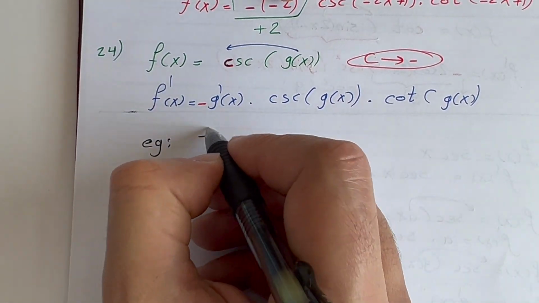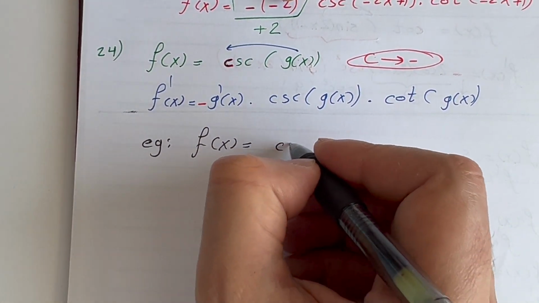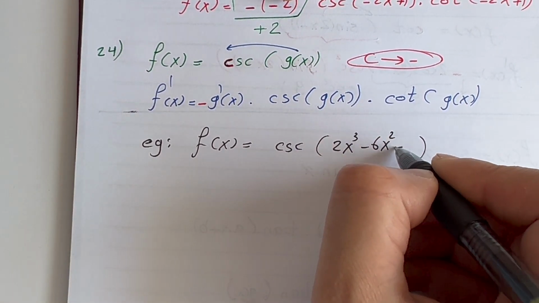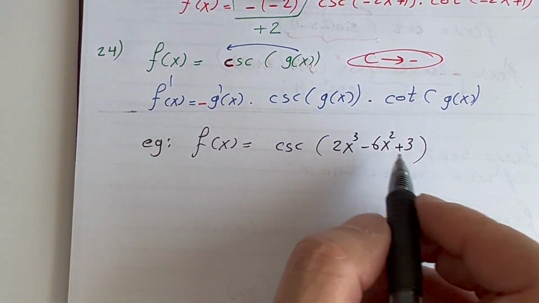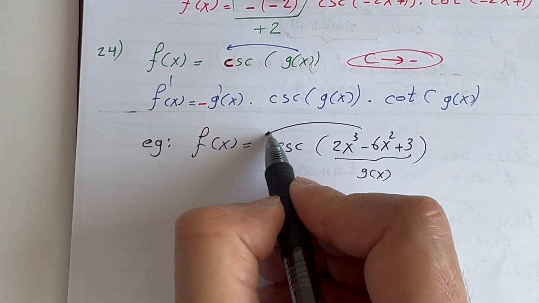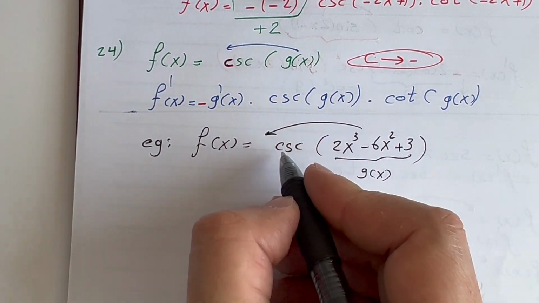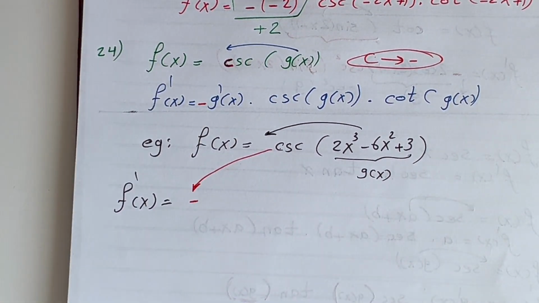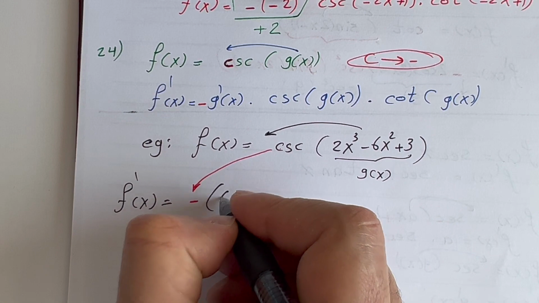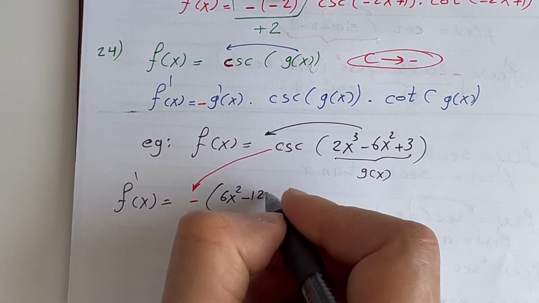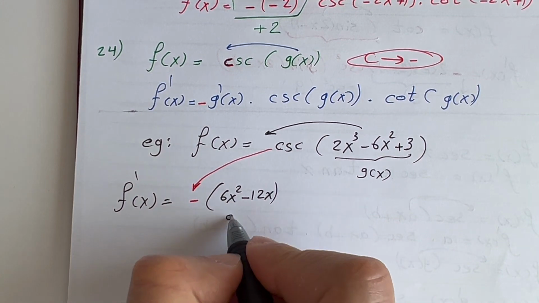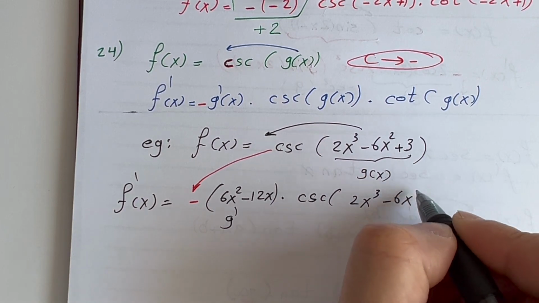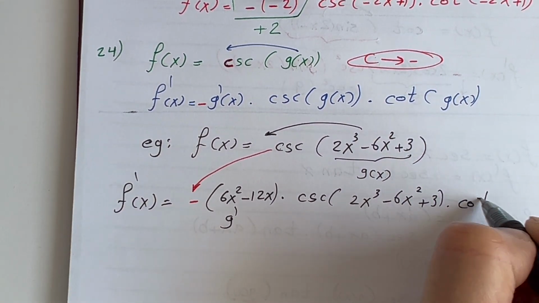Example, f(x) equals cosec(2x cubed minus 6x squared plus 3). See, this is a cocktail, I call it. It's a g(x). I take the derivative and put it outside and then multiply it by cosec the angle, cotan the angle. Don't forget the minus. So minus, because cosec starts with c, the derivative is negative. Now I would multiply by the derivative of the angle. 6x squared minus 12x plus 3, the derivative is 0. So this is g prime. Now cosec the same angle, the original one, times cotan the same angle.